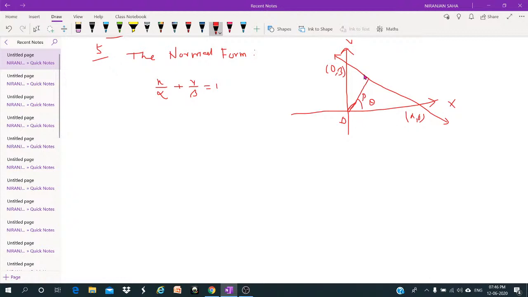This is a perpendicular, so this angle must be pi by 2, and this must be pi by 2 minus theta. So this angle must be theta, and this must be pi by 2 minus theta. We need just this angle and this angle. Now this distance is alpha, and this distance is beta.